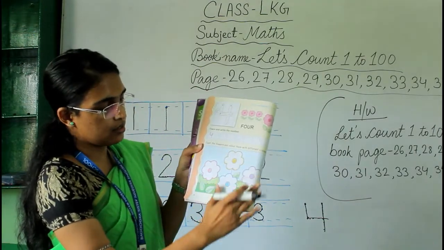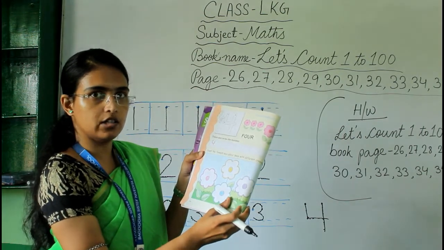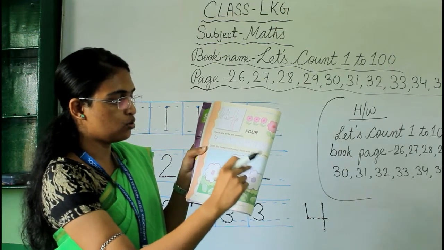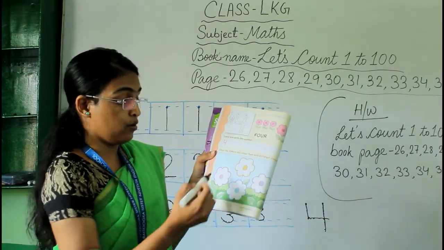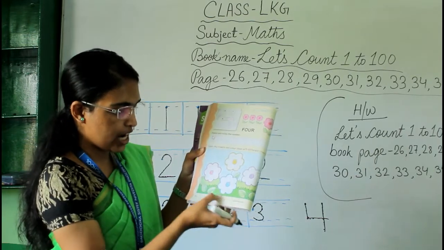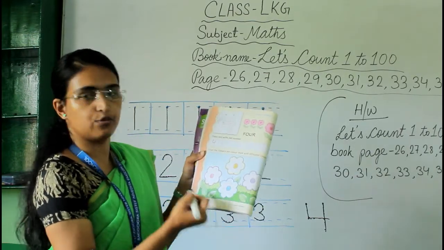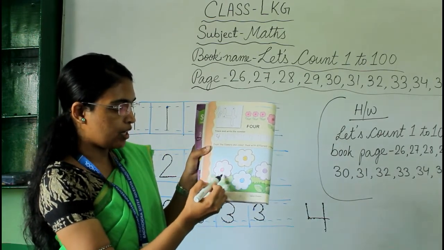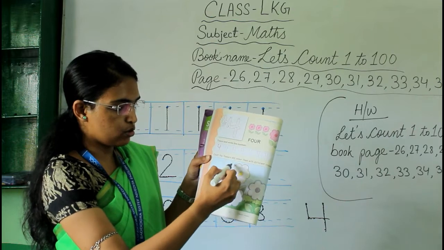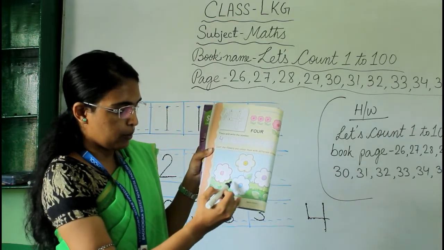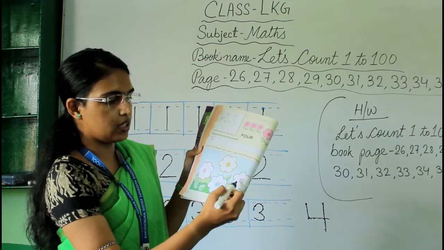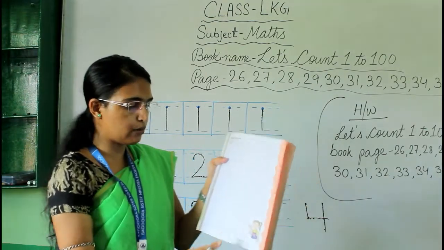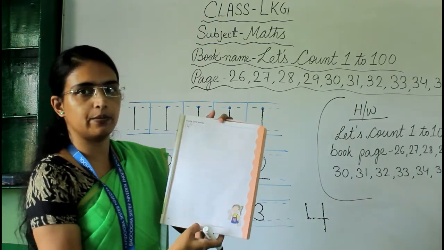Okay. So in this way you have to trace the number 4. Then look here. What are these? These are flowers, right? So how many flowers are there? Let's count. 1, 2, 3, 4. 4 flowers are there in the garden, right? So we have to color these 4 flowers with different colors. Use pink color for this flower, yellow color for this flower, blue color for this, and purple color for this. Okay. After coloring these flowers, come to the next page. That is page number 33.